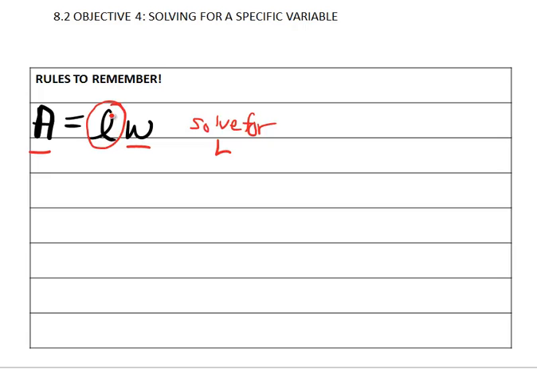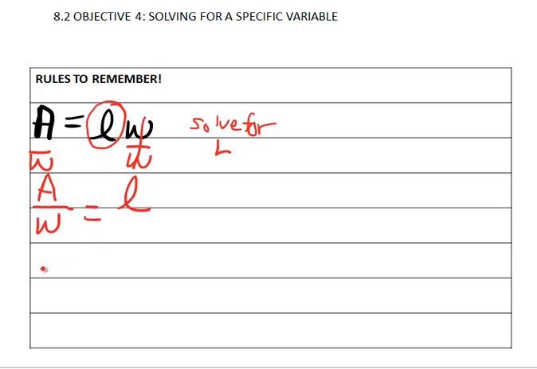Well, first of all, I have to look at L and figure out what it's doing with W. And it's multiplying. So to break that up, I have to divide by W. And what I do to one side, I do to the other. So here you can see that A over W equals L. So I just solved for L.